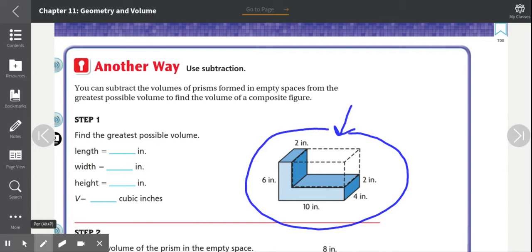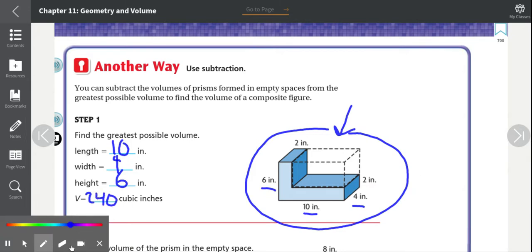So the length would be right here, 10 inches. The width would be right here, 4 inches. And the height would be right here, 6 inches. Same formula that we've been using, length times width times height gives us our volume. When we multiply these three numbers together, we get 240 cubic inches. Now that's our first step.